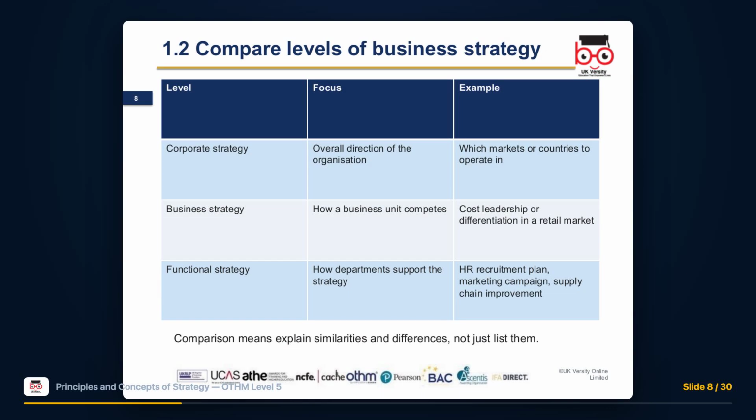For Criterion 1.2, compare the levels of strategy. Corporate strategy is the overall direction, such as which markets or countries to operate in. Business strategy is how a unit competes, such as cost leadership or differentiation in retail. And functional strategy is how departments support that, such as an HR recruitment plan or a marketing campaign. Comparison means explaining similarities and differences, not just listing them.